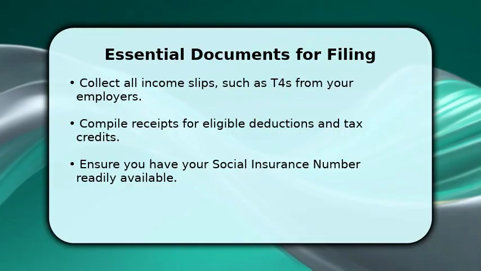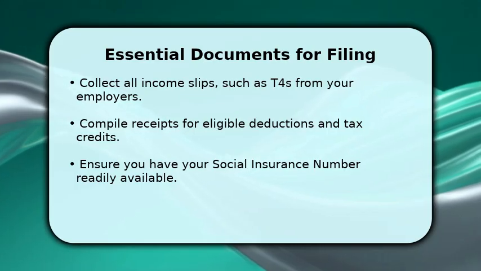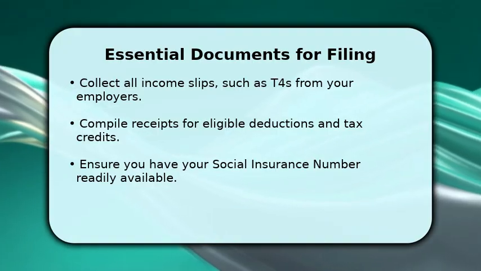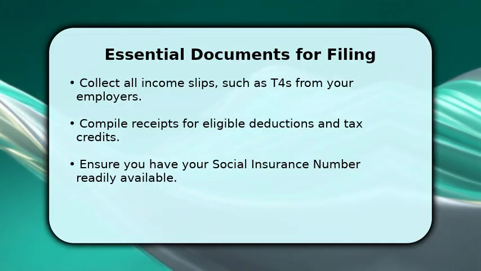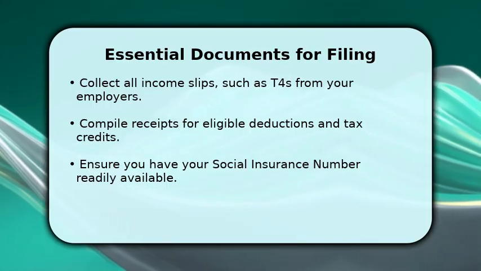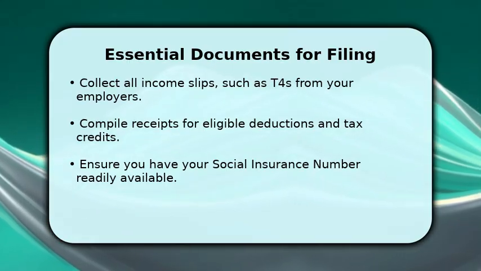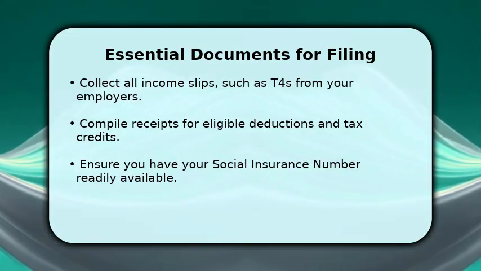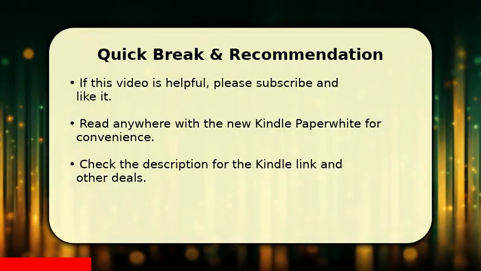To ensure a smooth filing process, gathering your documents is crucial. Start by collecting all income slips, like your T4, which show employment income and deductions. Don't forget receipts for any eligible deductions or credits, such as medical expenses or charitable donations. Always have your 9-digit social insurance number handy, as it is essential for identifying your tax account with the Canada Revenue Agency.